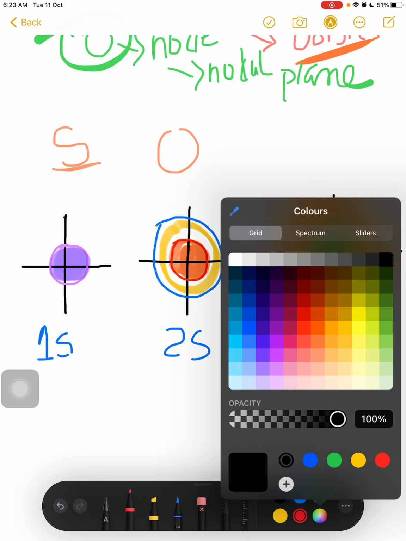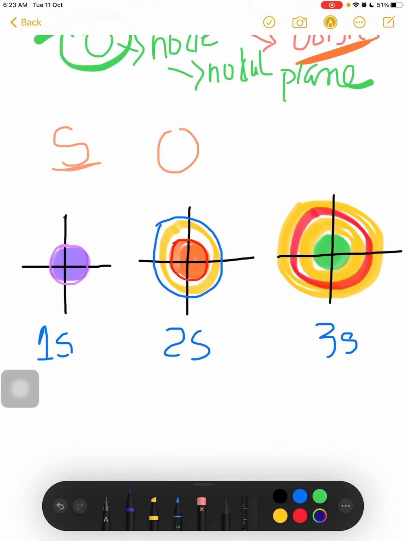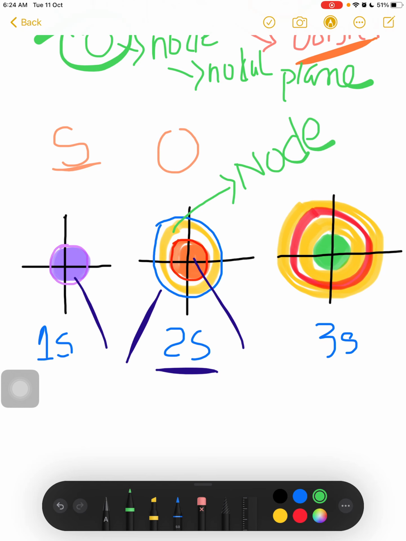As you can see over here, there is no node in 1s. What was a node? The place where the probability density of the electron is 0, but here it is not 0, like you can see over here. But we're talking about 2s, like shell number 2. So obviously 1s will first come, then 2s will come. This is also s, but the space here is known as a node, because you can't find an electron over here.